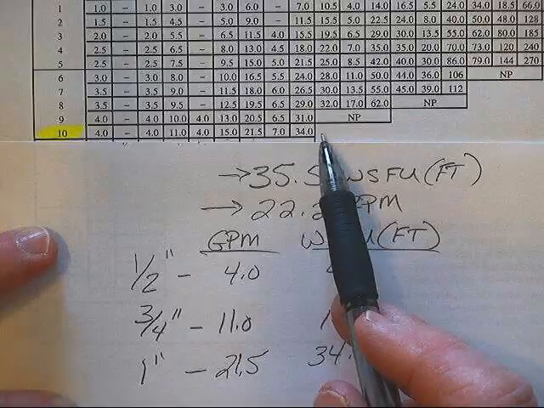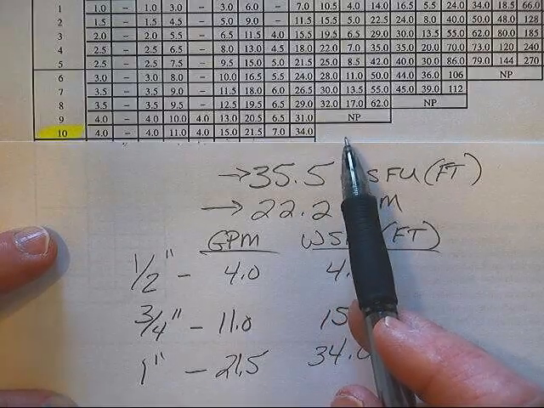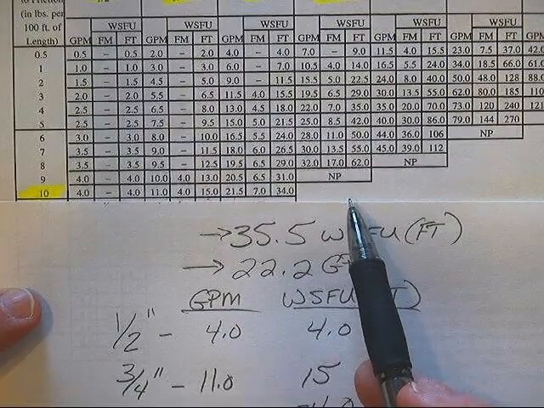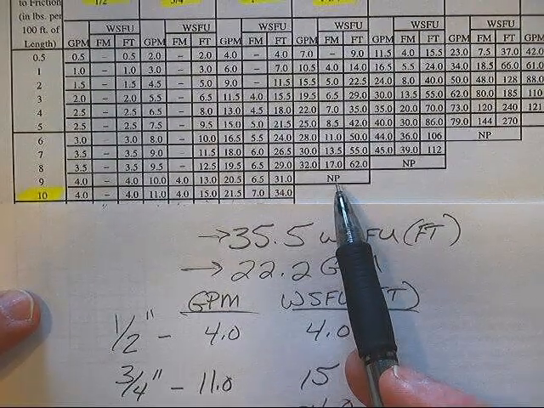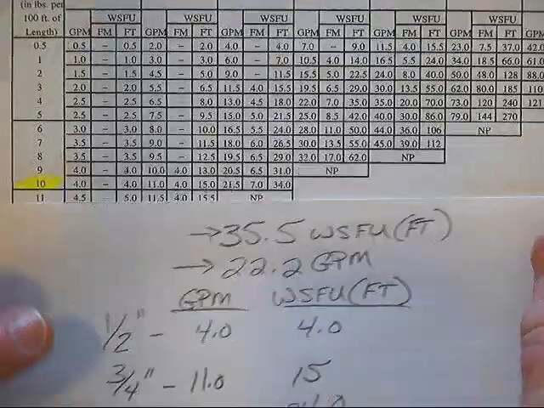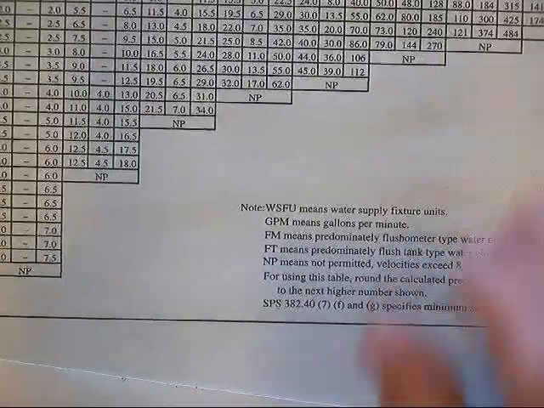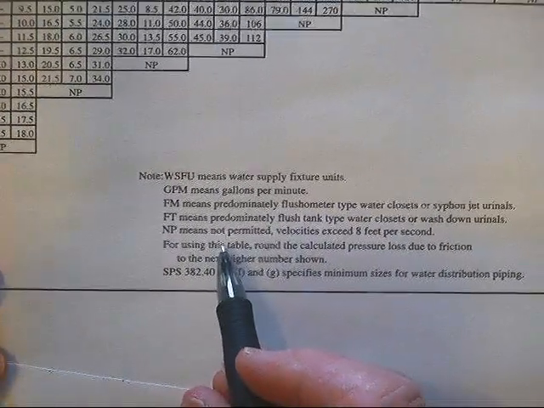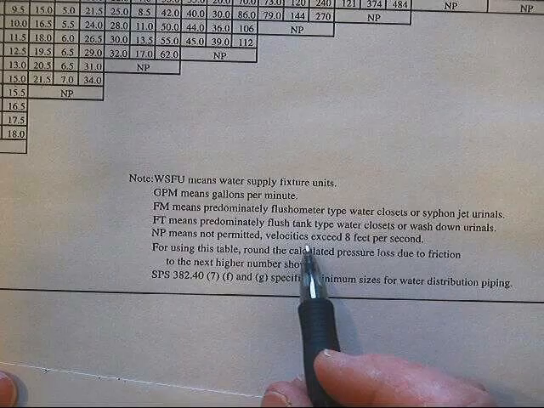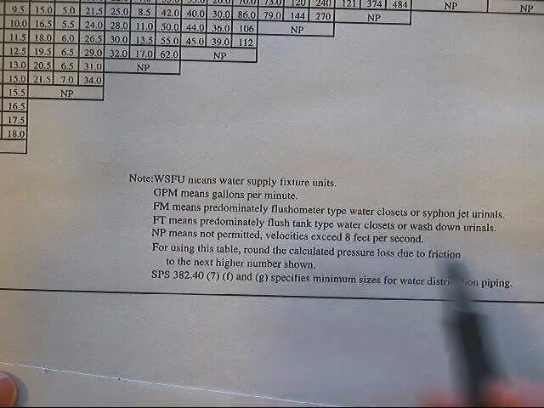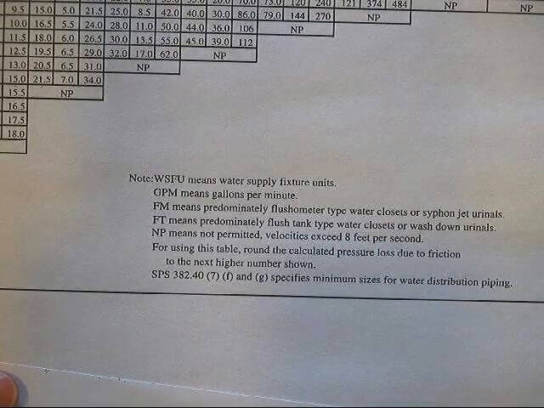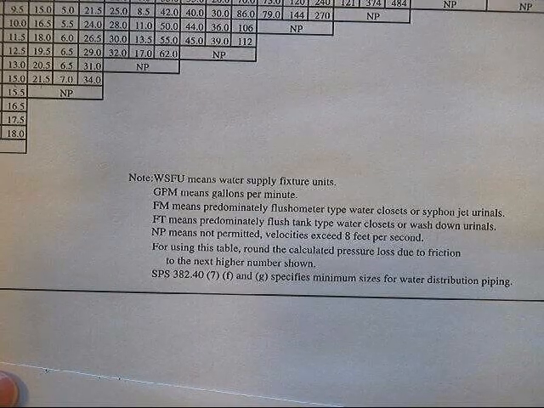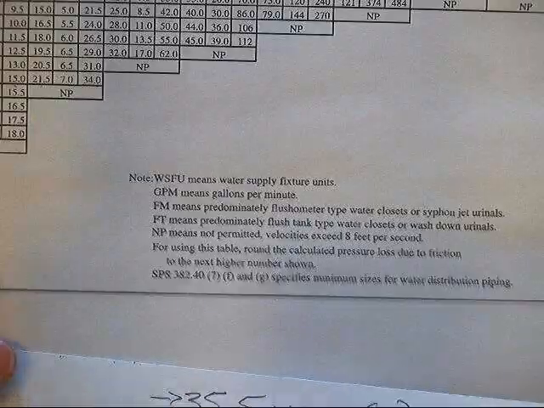As you move past the 1 inch, you'll notice that there's nothing in the next column. It appears to be blank. And as you read up, it says not permitted, or NP. As we look at the bottom of the table, bottom right-hand side, NP simply means not permitted because the velocities exceed 8 feet per second. In the water distribution system, we're not allowed to exceed 8 feet per second with this type of material.